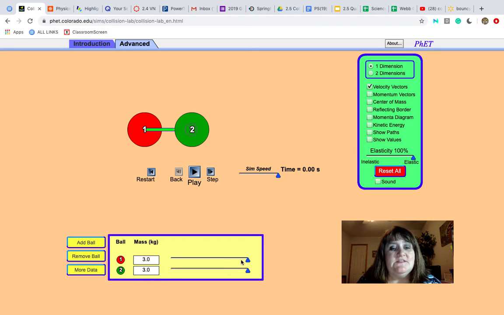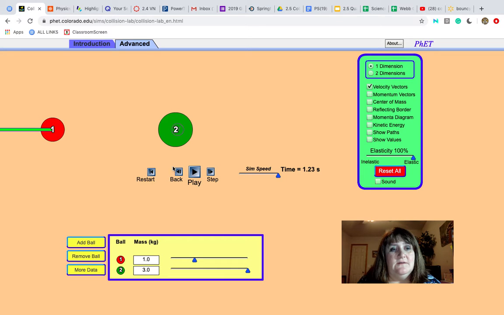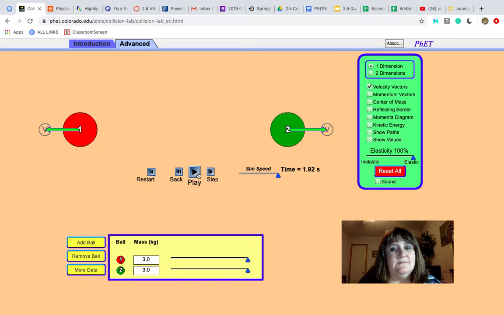And then if I restart and I make the red mass really small, and then if I restart and I make them both move toward each other, and if I restart and make them the same size and move toward each other, you can see what happens. That's a completely elastic collision.